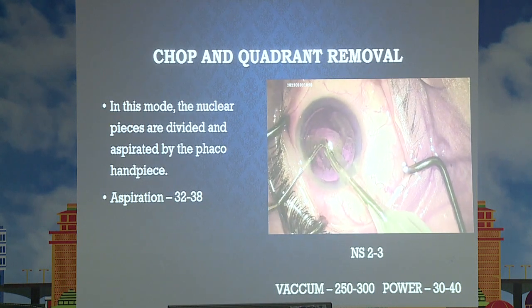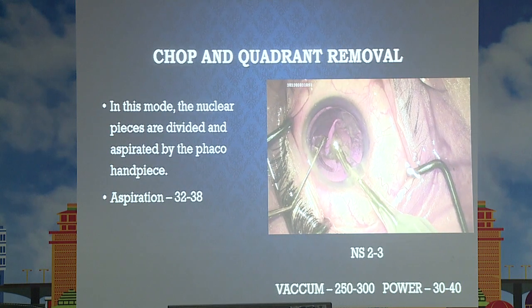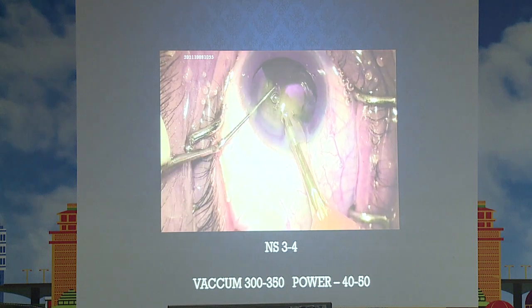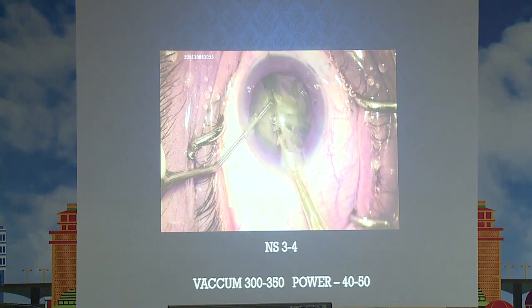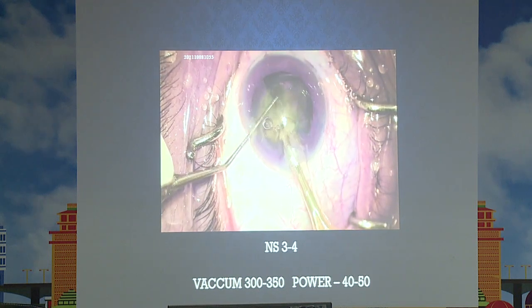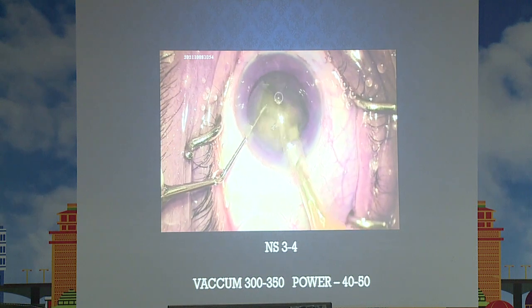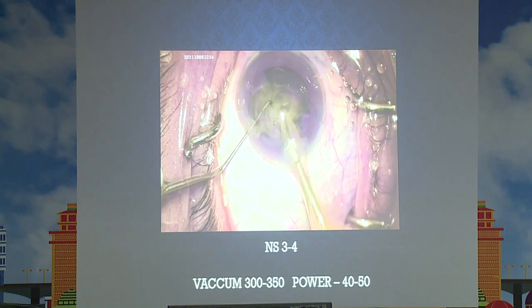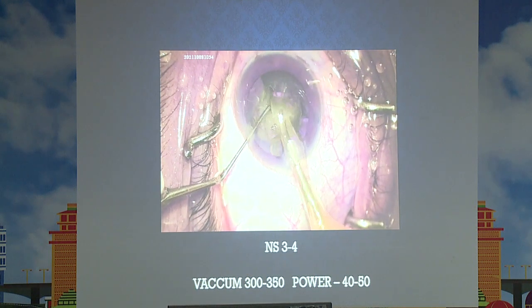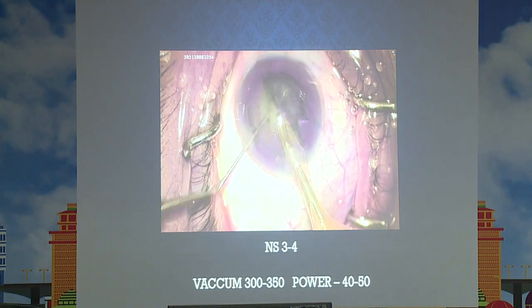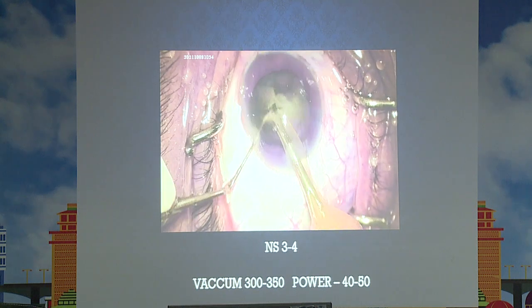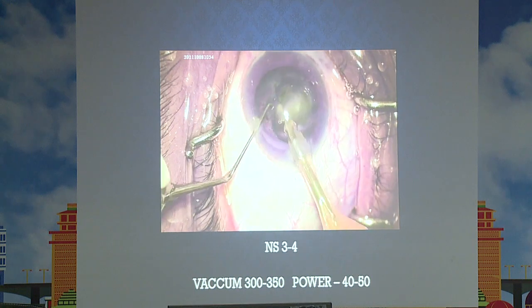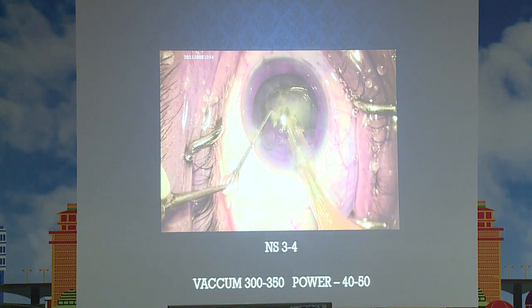In NS2 cataracts, power 30 to 40 is more than sufficient. In NS3 to 4 cataracts, a vacuum of 300 to 350 and a power of 40 to 50 is sufficient. Because in this mode, too much power we should not use because we are working a little bit above the pupillary margin. Too much CDE may damage the endothelium, and because the second instrument is there, we can do some bit of chopping using that.